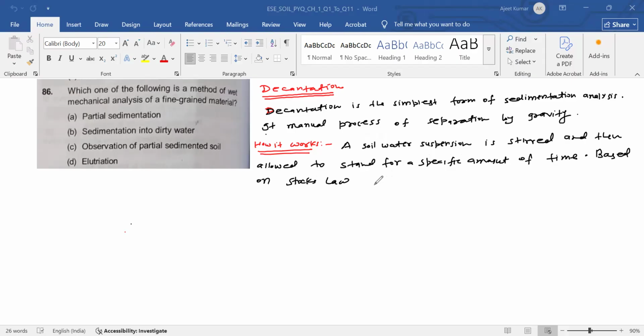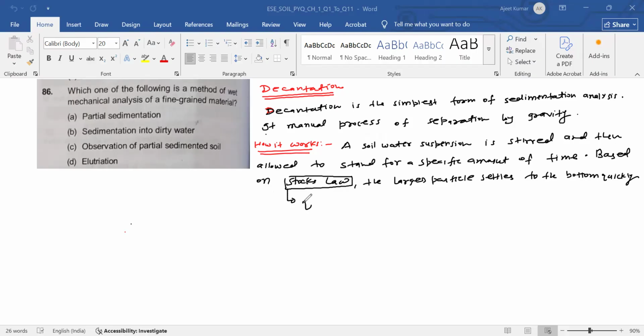the larger particle settles to the bottom quickly. Okay, so first let us discuss what is Stokes law.